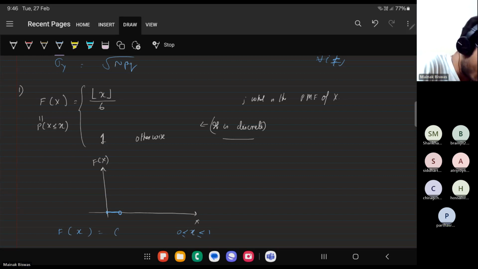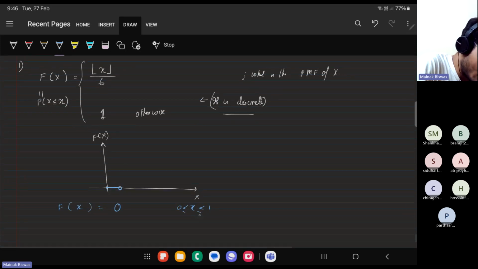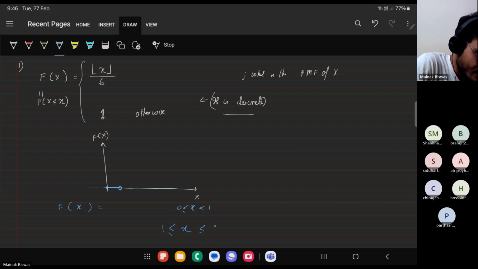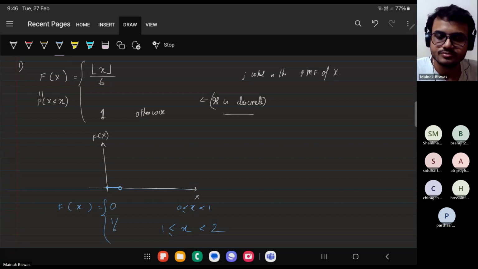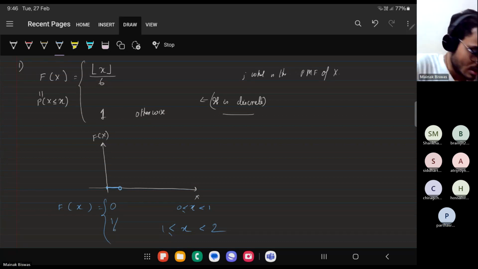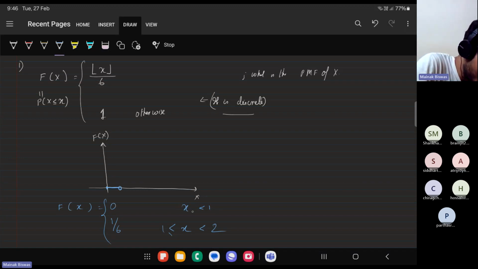Yes. As soon as it goes to 1, 1 should be excluded, sorry. As soon as it goes to... what am I writing? Yeah, it should be as soon as it goes to 1. Do you agree? Up to 2, it will be 1 by 6. Correct or not? Yes. Even if x is less than 1, from minus infinity to 1, all values will have the same 0 probability, yes or no?